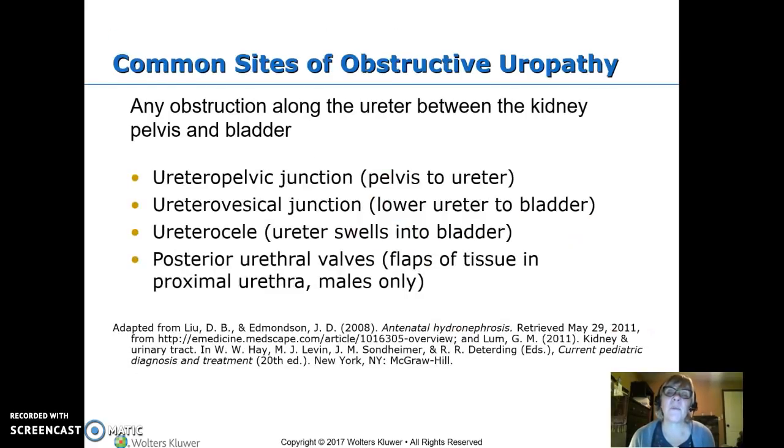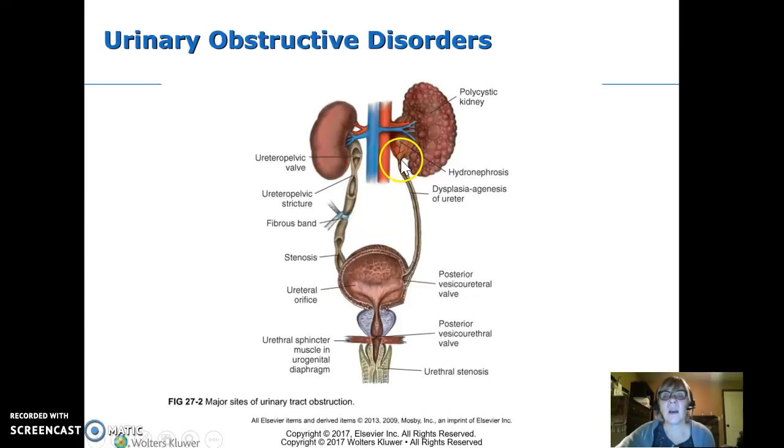Okay, so obstructive uropathy. This, just as it sounds like, it's an obstruction that causes a kidney problem. And it can be pretty much at any point down through the structures, those urinary structures, right? So it can be up here. We've got some sort of kink here. Here there's a stricture, so a narrowed place. This, some sort of scar tissue band, a fibrous band occurred. Stenosis, a narrowed place.